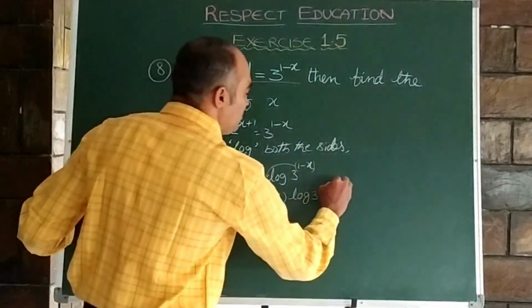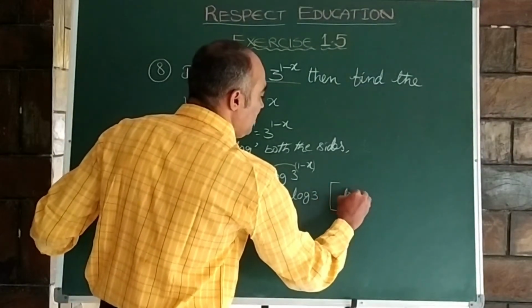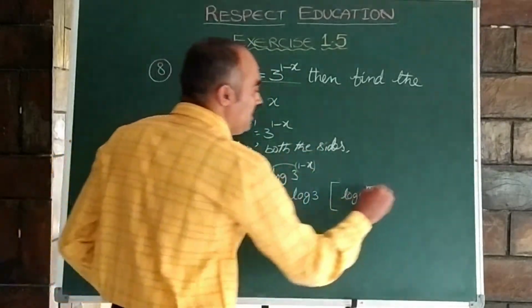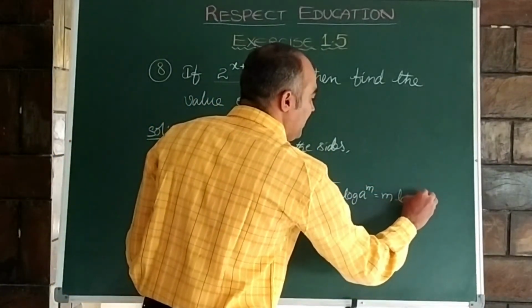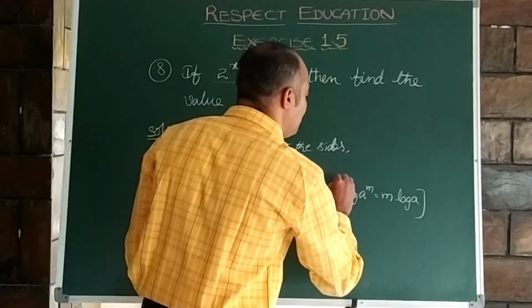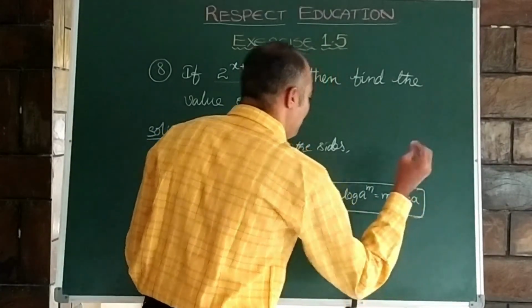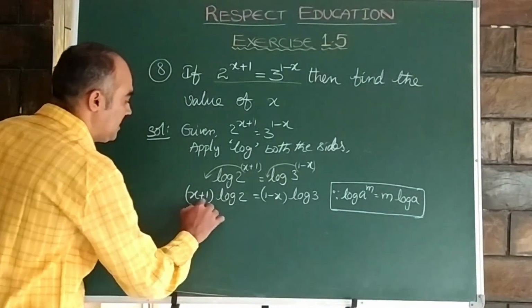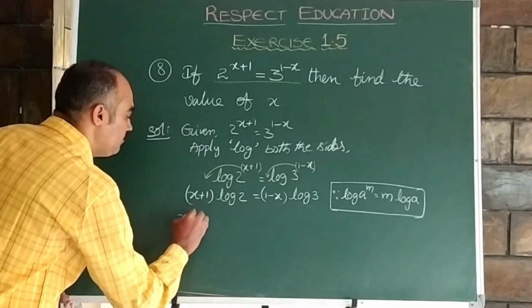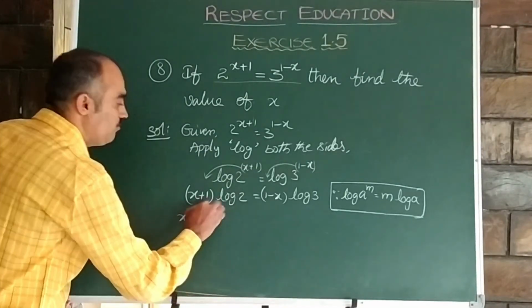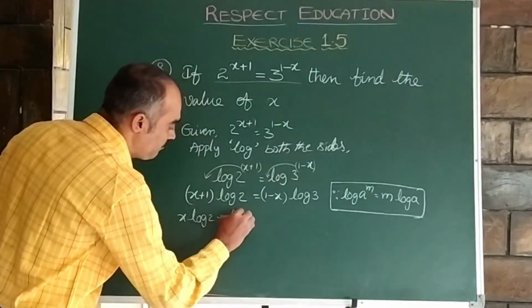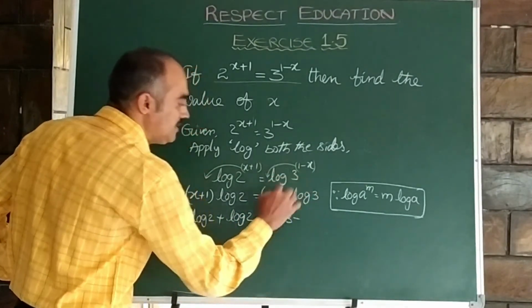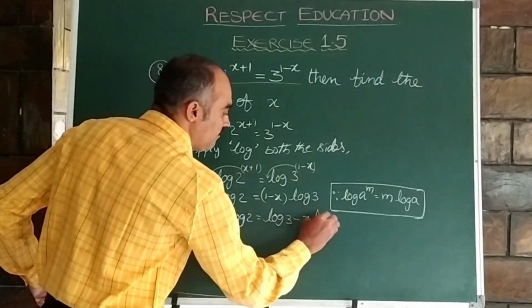right? Here we use the formula that log a power m can be written as m times log a. So this is the formula we have used here. So here let us multiply log 2 with both the terms. X times log 2 is x log 2 plus 1 into log 2 is log 2, is equal to 1 into log 3 is log 3 minus x times log 3, x log 3.